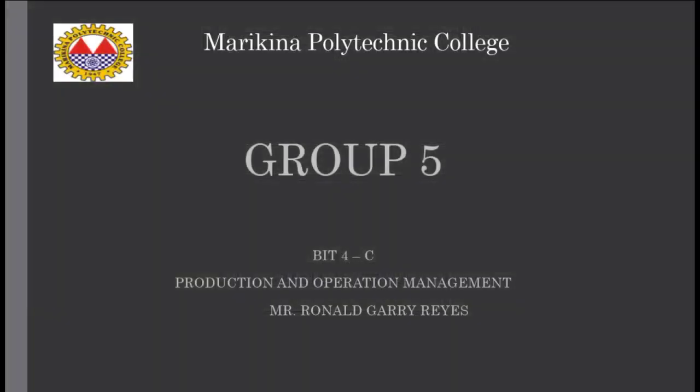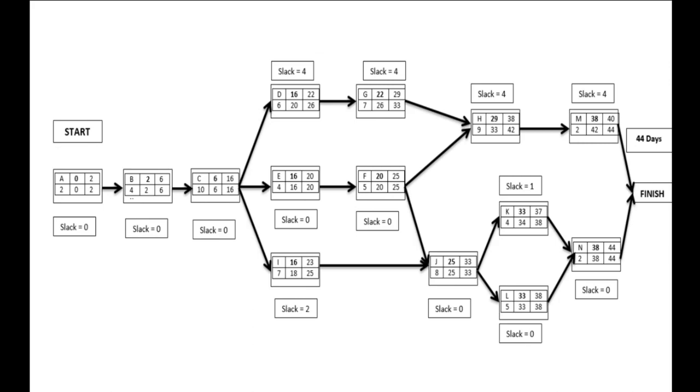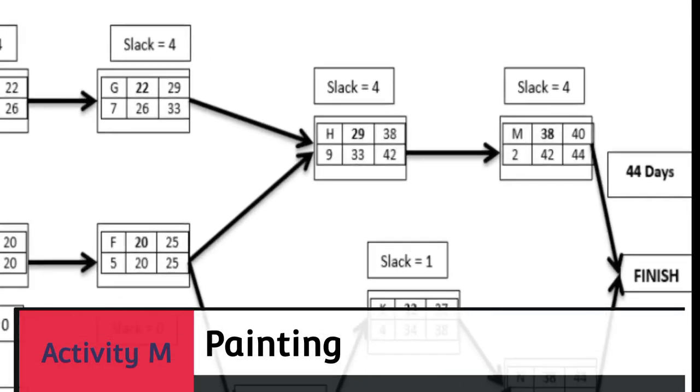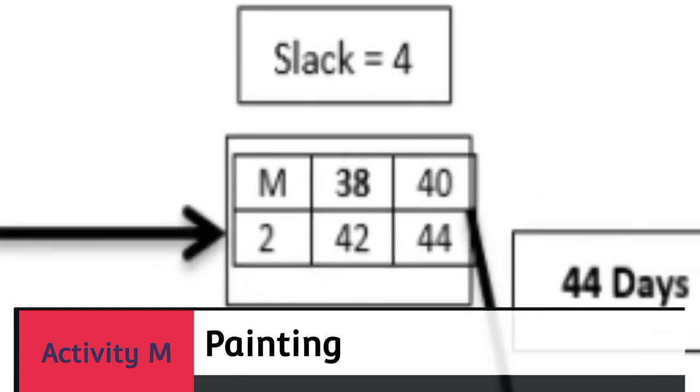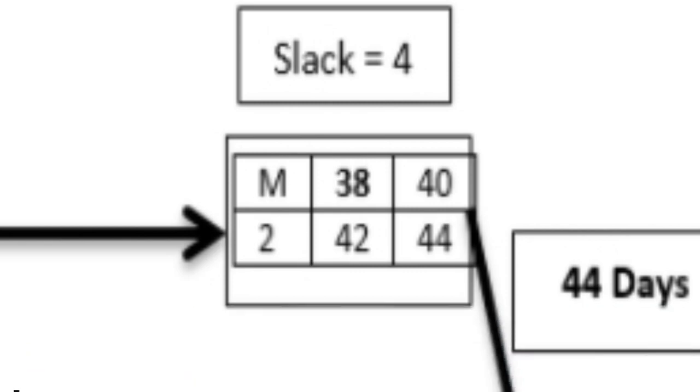On the other hand, while the landscaping is in process, the painting should also be accomplished, having an estimated time of 2 days, an early start of day 38, a late start of day 42, an early finish of day 40, and a late finish of day 44. This was not critical for having a slack of 4 days.